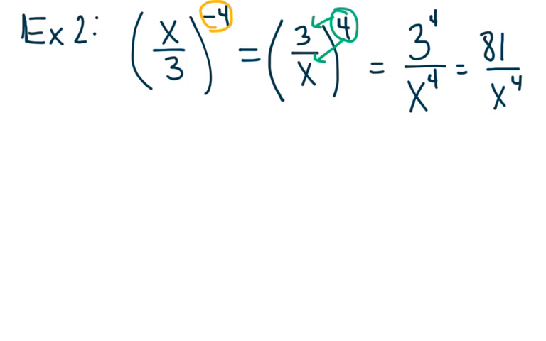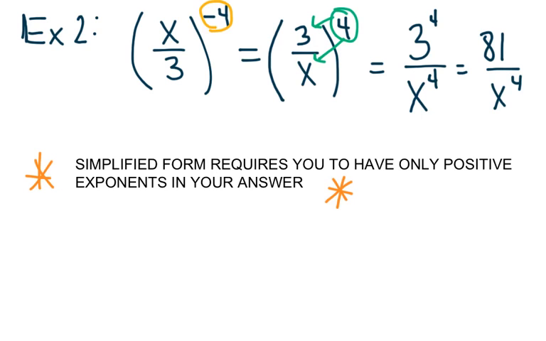So the last thing you need to write down is that the simplified form requires you to have only positive exponents in your answer. Again, we're going to write that down. Simplified form requires you to have only positive exponents in your answer. Okay, so we are going to make sure that you have that written down in your notes. Positive exponents only when you have to simplify everything.